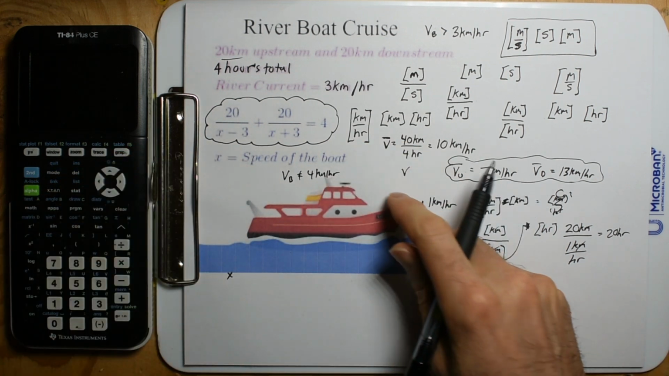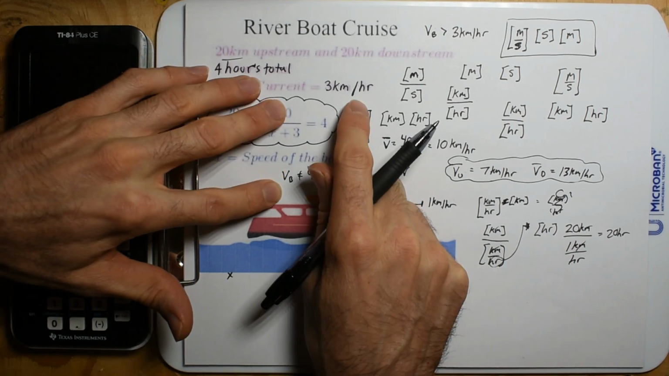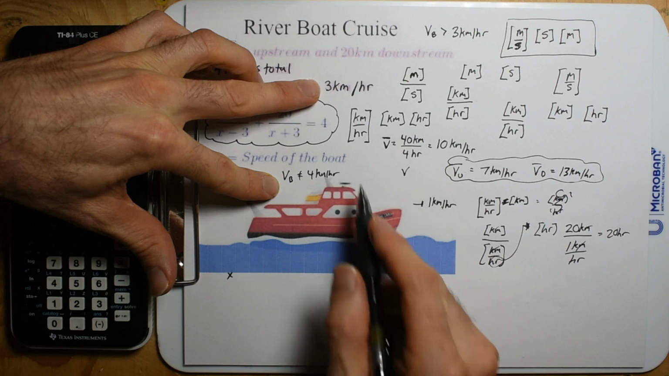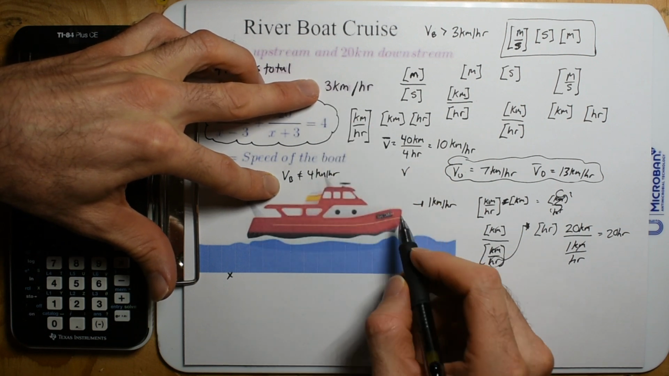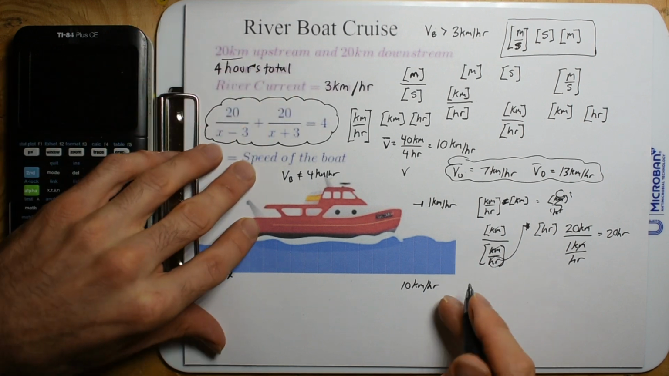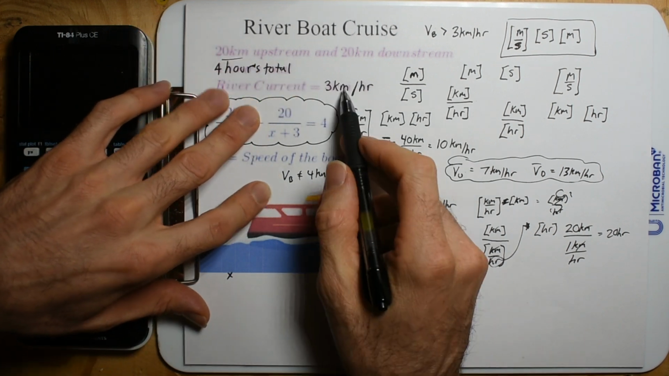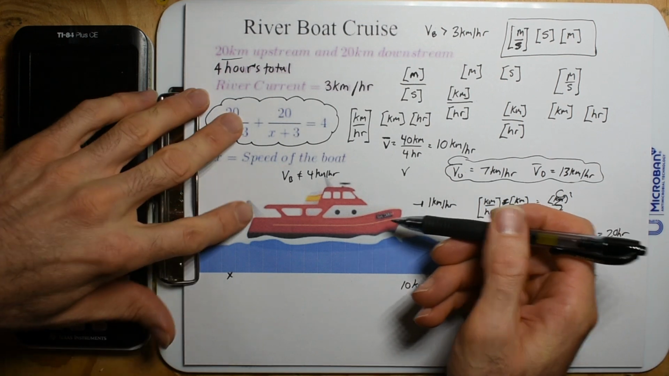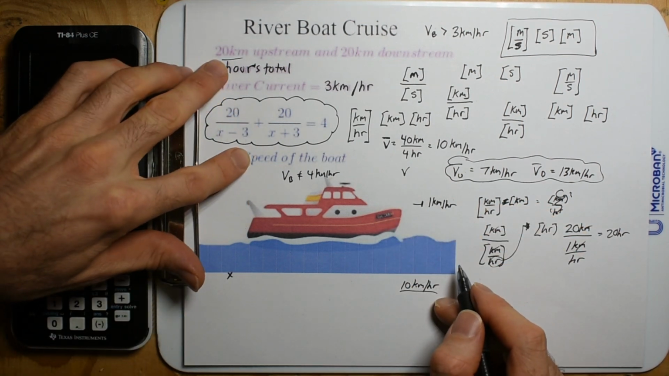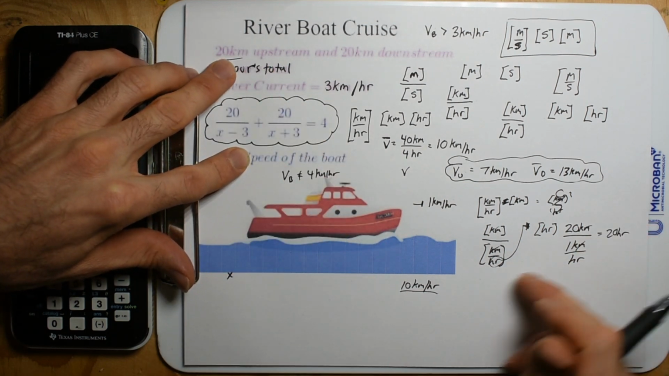So let's pick something kind of nice. Let's say the velocity of the boat is 13 kilometers an hour. And so on the way up, we're going to be able to go 10 kilometers per hour. If the boat speed is 13 and the river is going 3, we're going to be averaging 10 kilometers an hour upstream. 20 kilometers, same thing. We're going to take 20 divided by 10. That's how you do it.